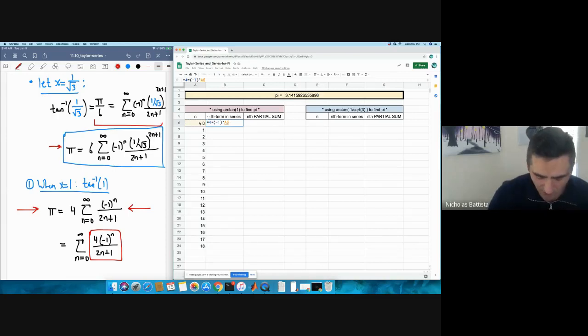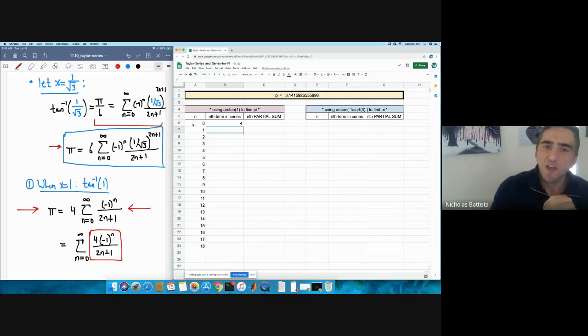And the next thing we want to do is divide by 2 times n plus 1. So we can divide, open parentheses, 2 times n. Well, n in this case is the value on the left-hand side. So we can click that box again. So we get 2 times A6 plus 1 end parenthesis. If we type enter, we get a value in that box.